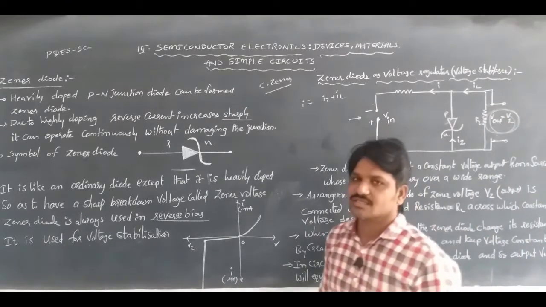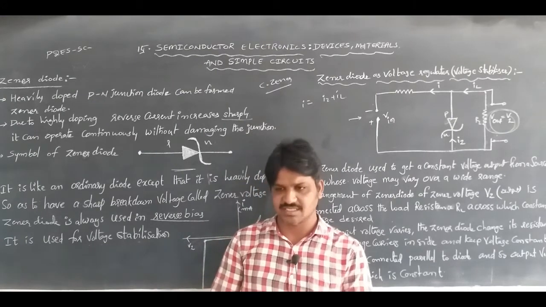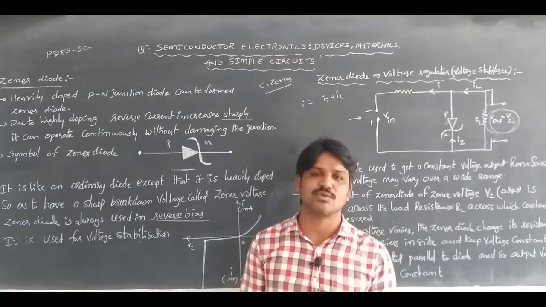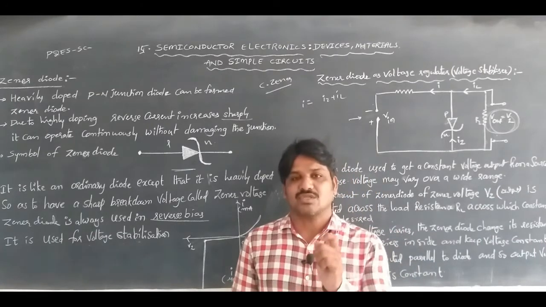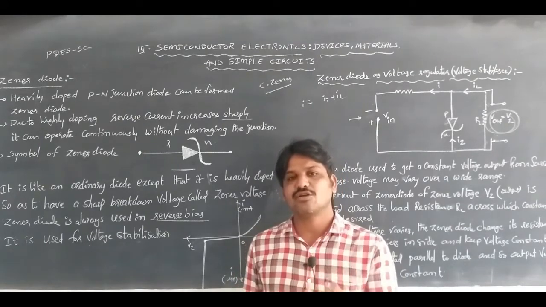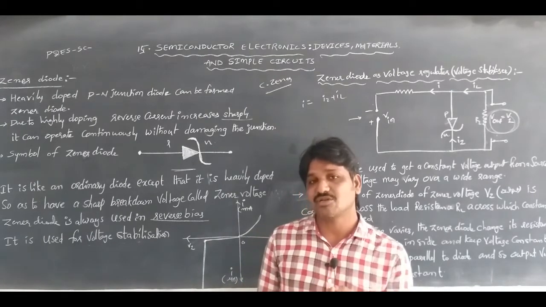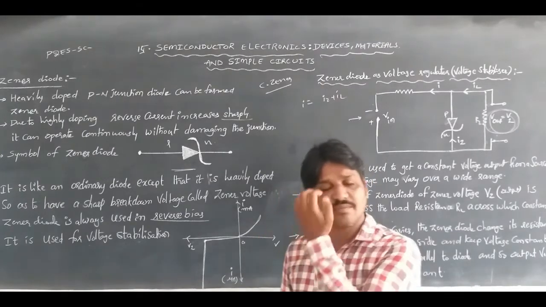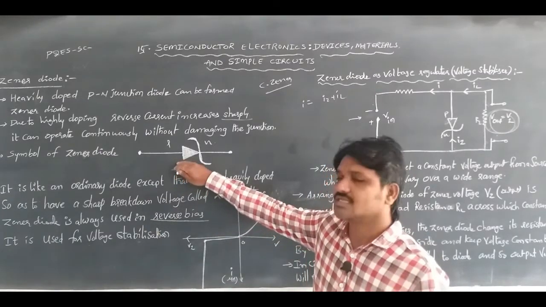This is about a Zener diode and why the Zener diode is used as a voltage regulator or voltage stabilizer. Once again, the heavily doped PN junction diode, on both the P side and N side, is known as a Zener diode. Due to that heavy doping, the reverse current increases sharply, meaning there is a sharp breakdown, and that sharp breakdown voltage is called the Zener voltage. This is the symbol of a Zener diode.